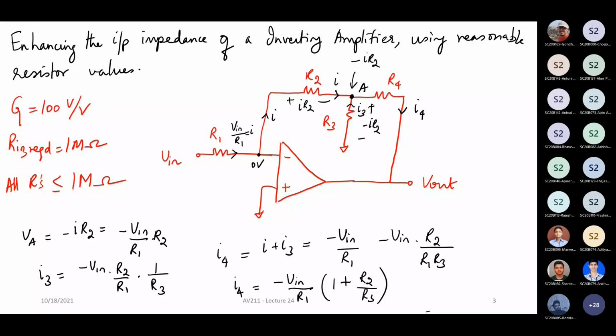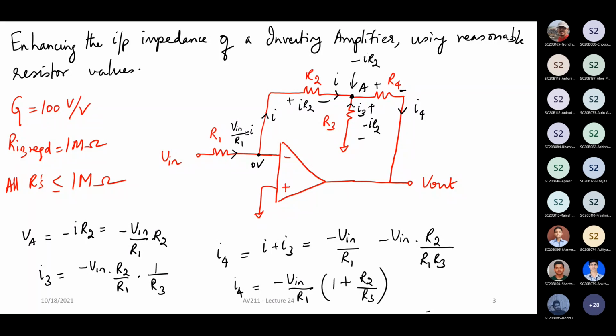Now, can you tell me what is the voltage V out? Now, let us put the polarity. The current is flowing like this, so it is going to be like this.